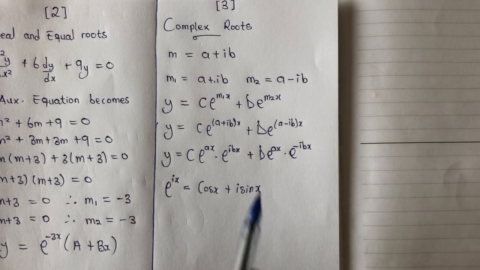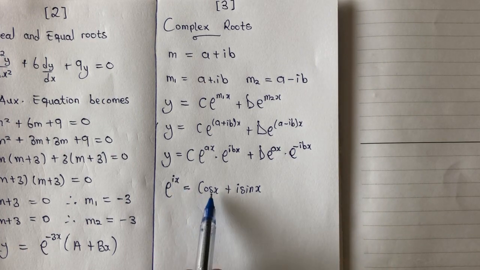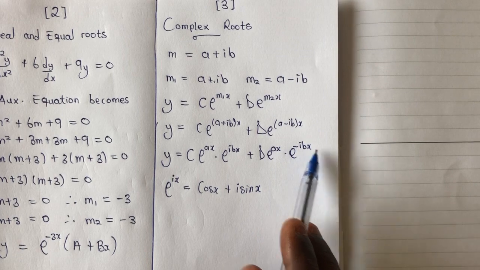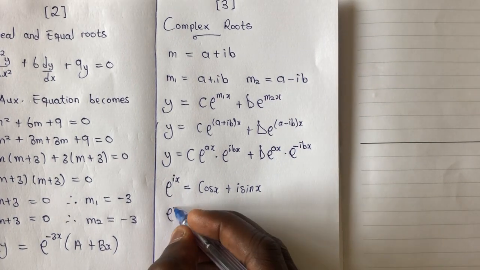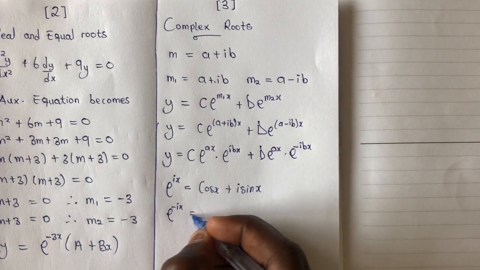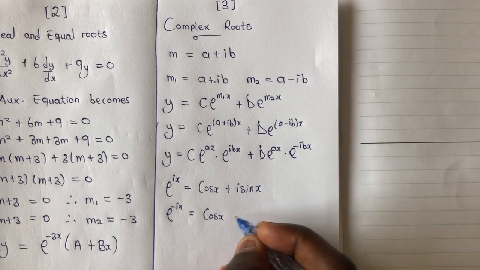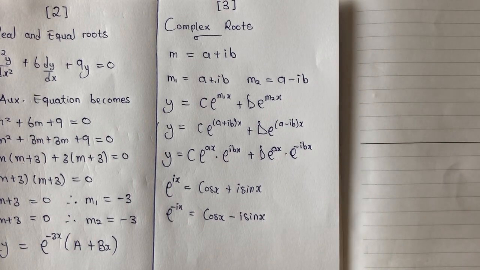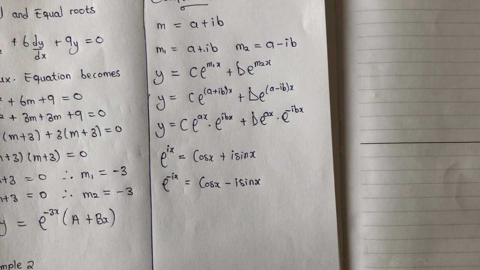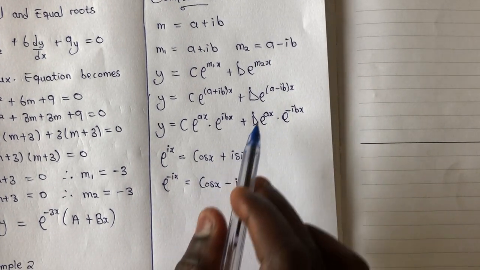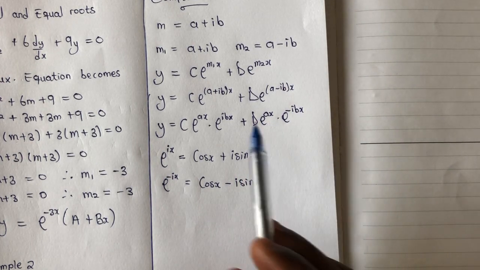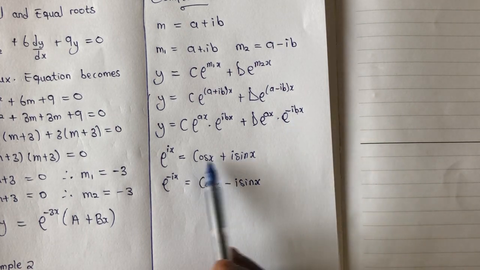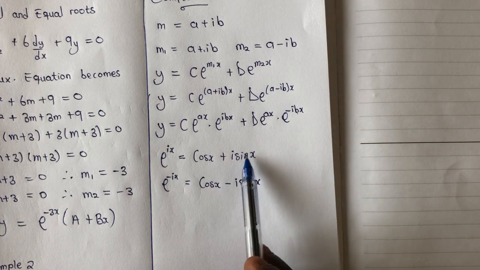So I'm saying that e^(ix) is the same as cos x plus i sin x, and the negative one, e^(-ix), equals cos x minus i sin x. Now, if we have this knowledge, then we can substitute these two things here. But let's not forget that there was a b here and another b here, so I can add the b's to it.